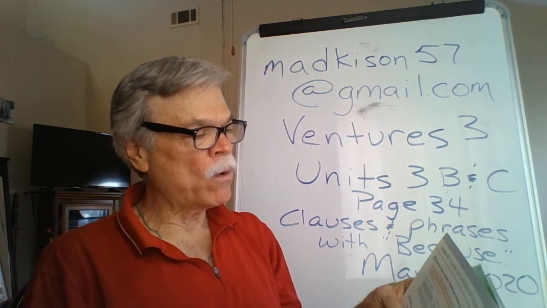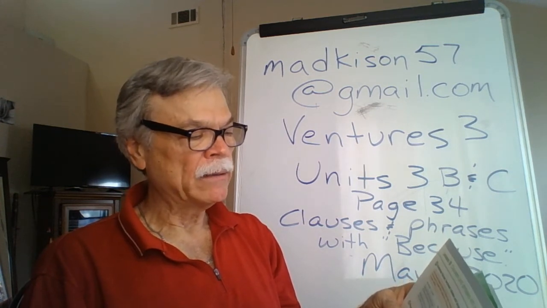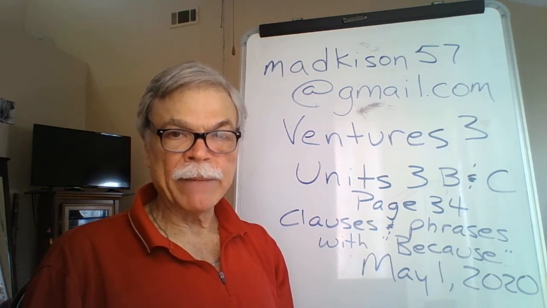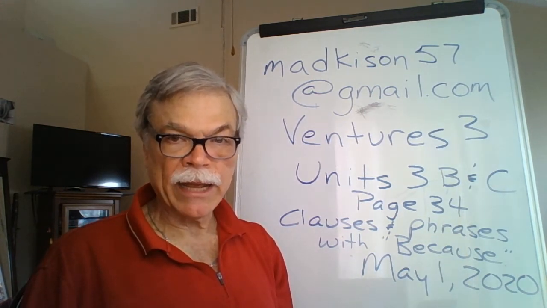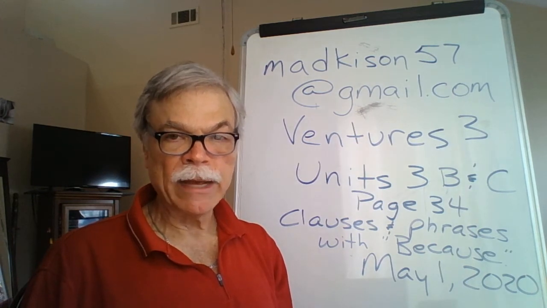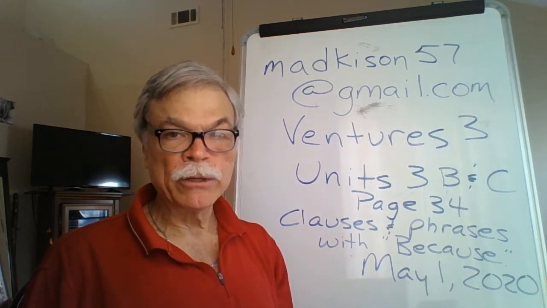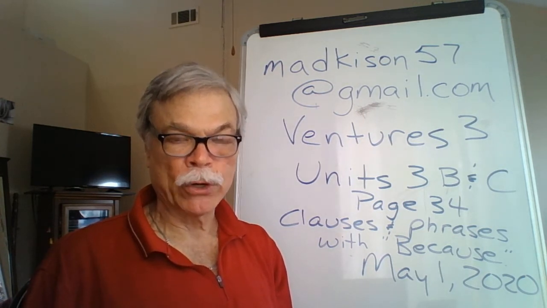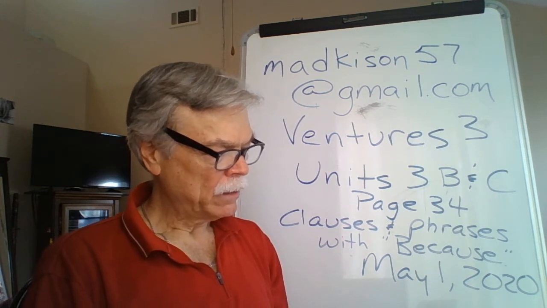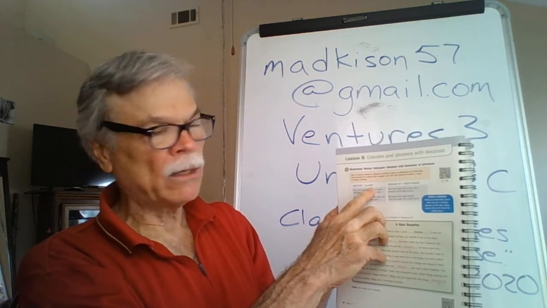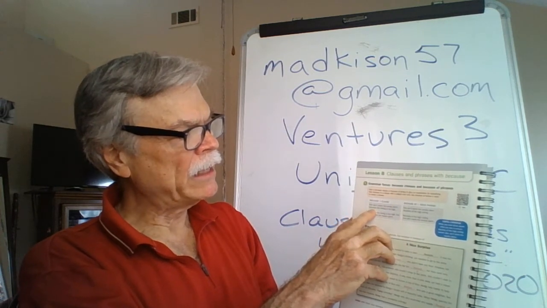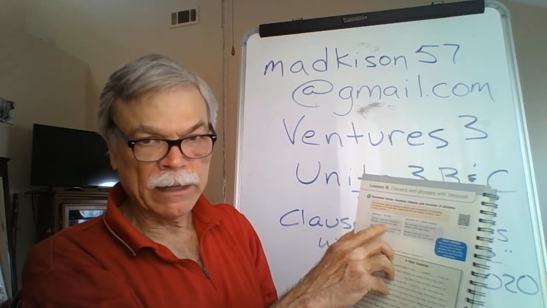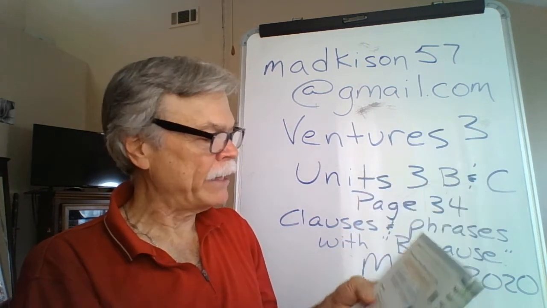Use because of before a noun to make a phrase. So when you have because of, then it's followed by a noun, and that makes a phrase. But if you have a subject and a verb, then it's a clause. And you don't use of when you're using because in a clause. It's just because and then a subject and a verb. So because plus a clause means that the reason is because, and then you're going to have a subject and then a verb, okay?